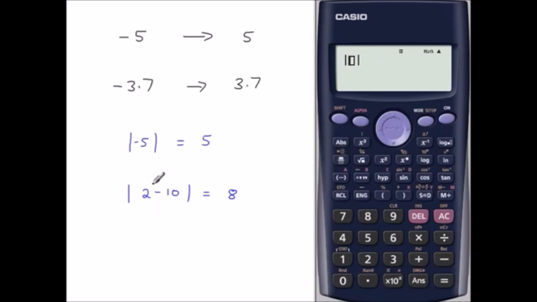If I do this calculation here, so what's the modulus of 2 minus 10? It returns +8, positive 8.